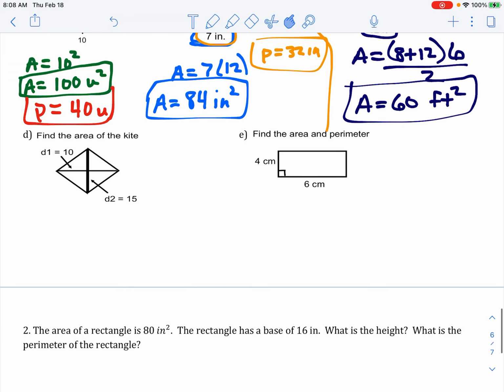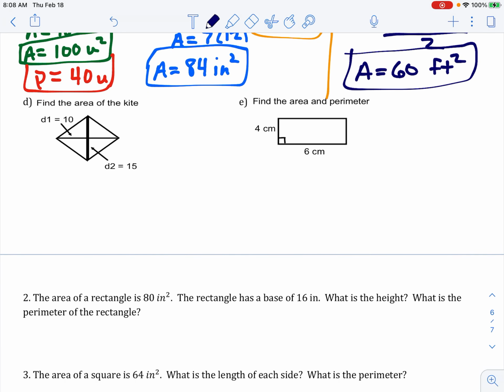All right, let's keep going. Let's go down to the bottom 2 right here. Find the area of a kite. All right, area of a kite. Let's list our formula. I know that it's D1 times D2 divided by 2. Well, you'll notice they tell us the diagonals, diagonal 1 is 10, diagonal 2 is 15, and that's divided by 2. Well, that tells me that the area equals 75 units squared.